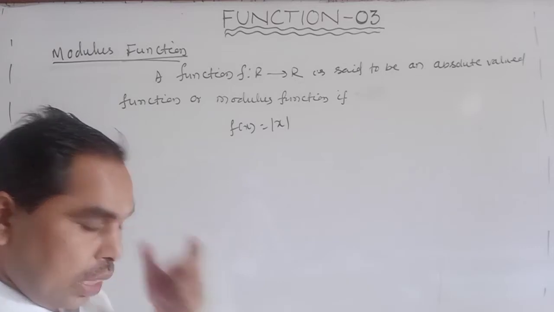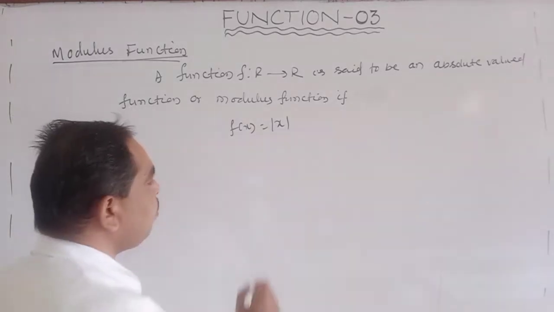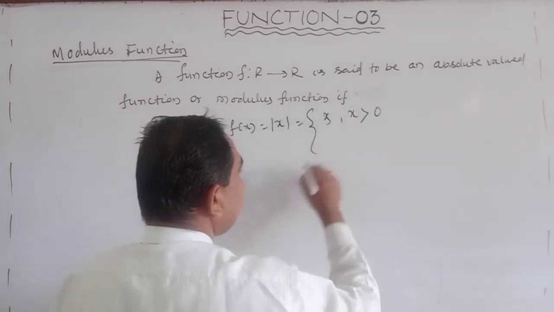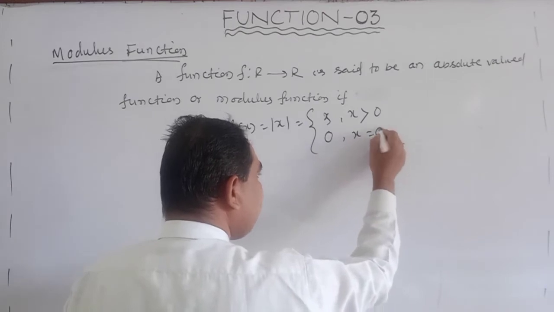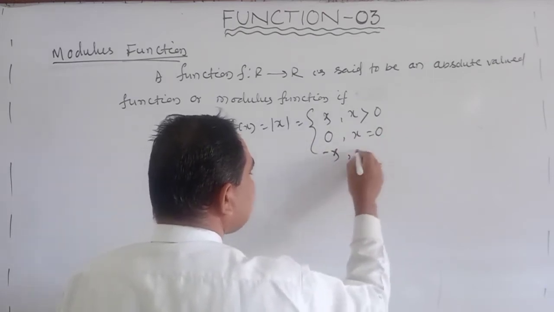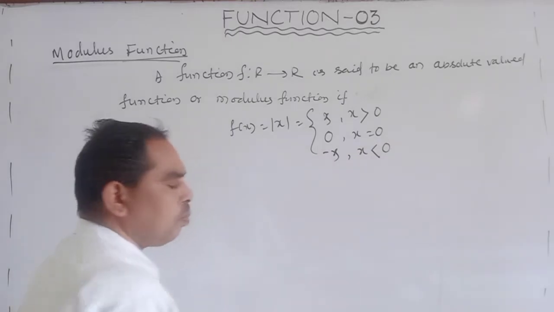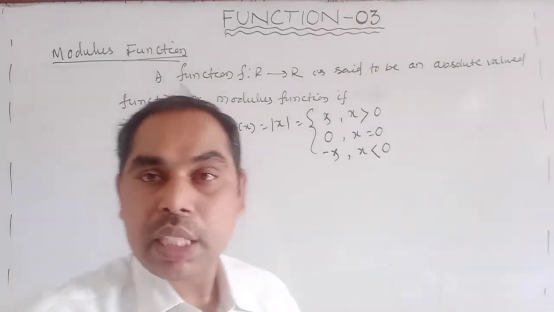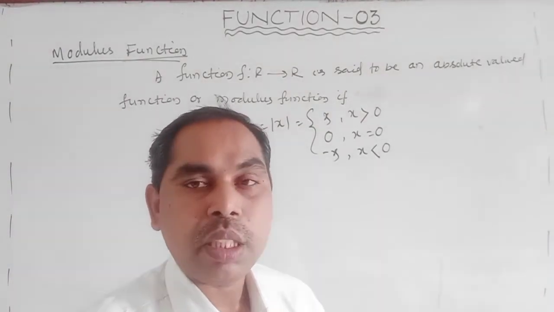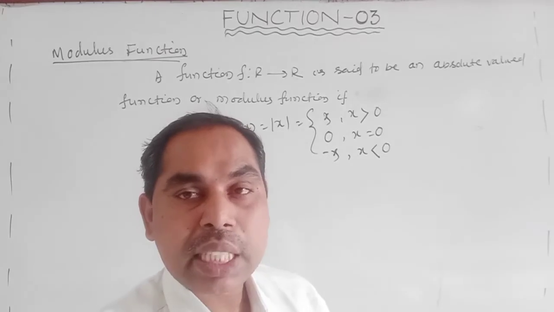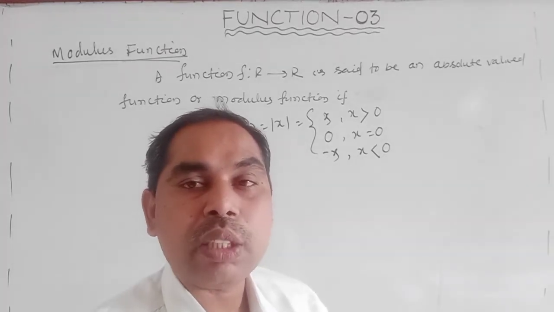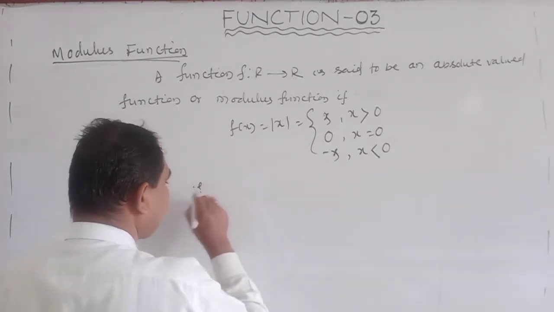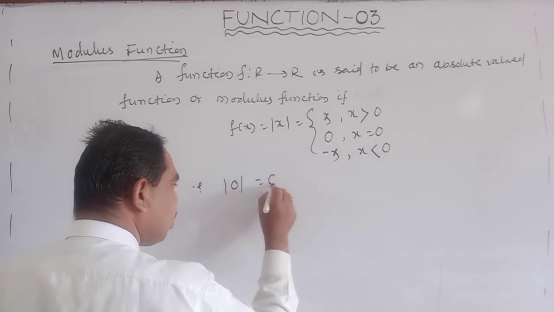f of x is equal to mod of x, which is equal to x when x is greater than 0, 0 when x is equal to 0, and minus x when x is less than 0. That means when x is positive, mod of x is x. When x is negative, mod of x is minus x. When x is equal to 0, mod of x is equal to 0. That is, mod of 0 is equal to 0.